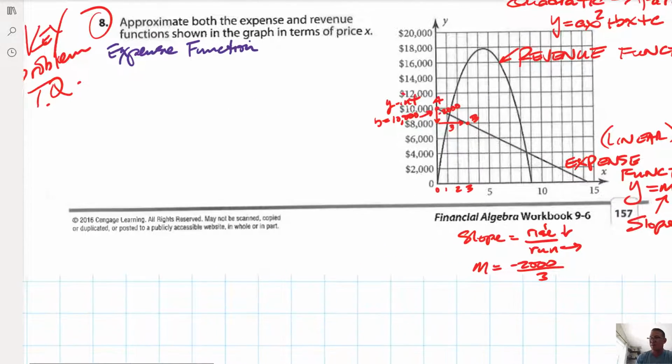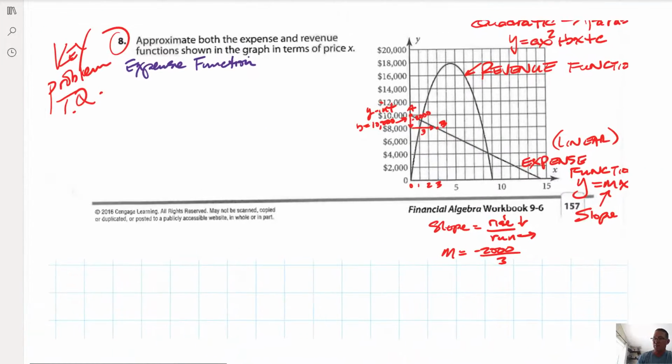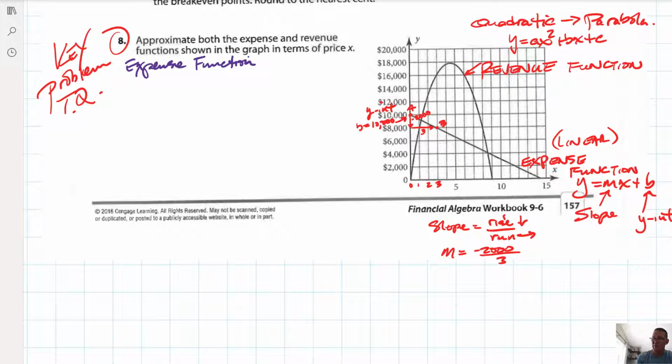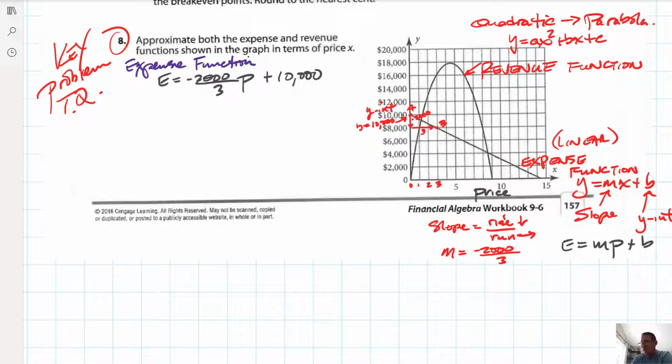Okay, so now I have enough to write my expense function. That's the easy part. So here we go. The expense function, E, is going to be equal to my slope, which is negative 2,000 divided by 3, times x, not x, but p, because remember, this is price. Price is down here, so times the price plus my y-intercept of 10,000. It's linear. So instead of y equals mx plus b, it's E equals m times p plus b.